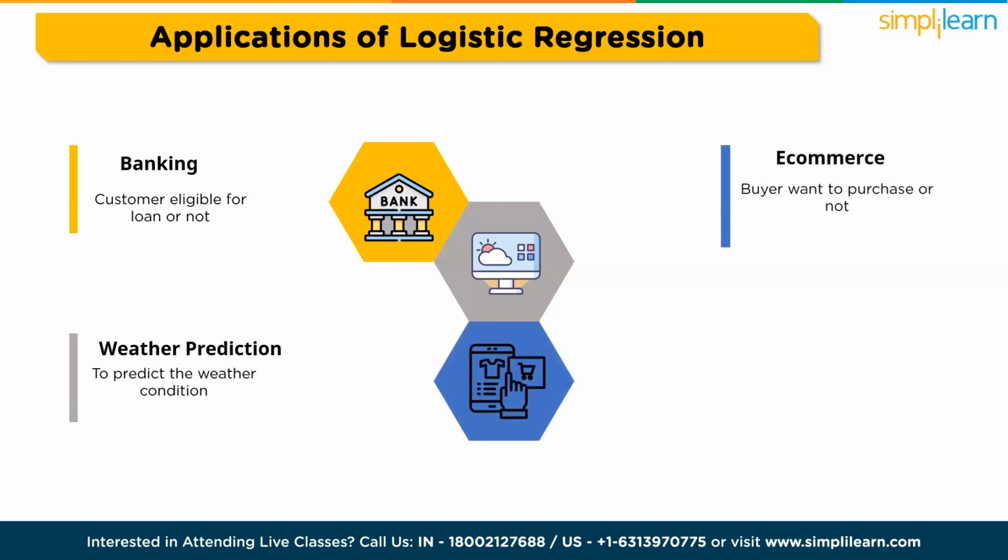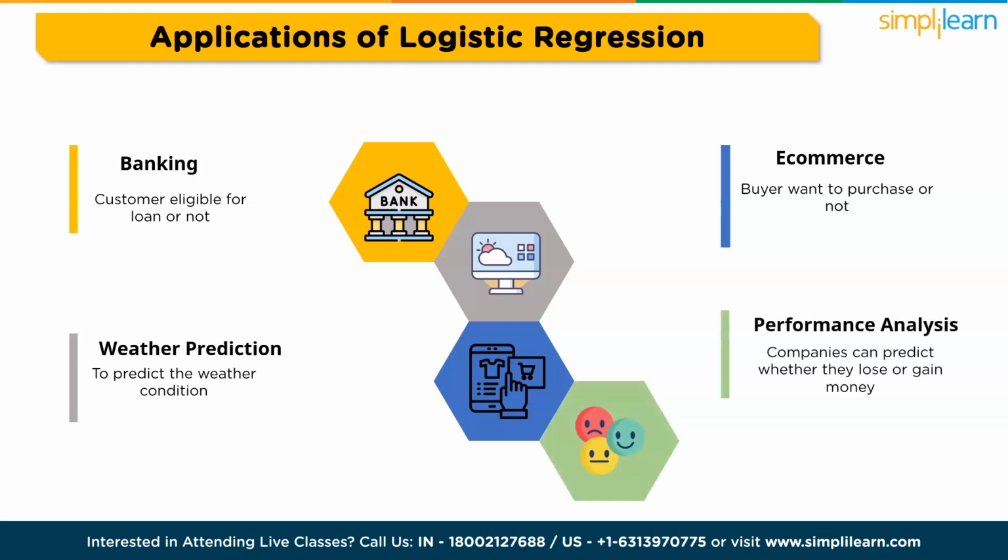The third one is e-commerce. E-commerce companies can identify buyers who are likely to purchase a certain product. The fourth one is that companies can predict whether they will gain or lose money in the next quarter, year or month based on their current performance. So now moving forward, let's jump into our Jupyter notebook to implement a logistic regression demo.